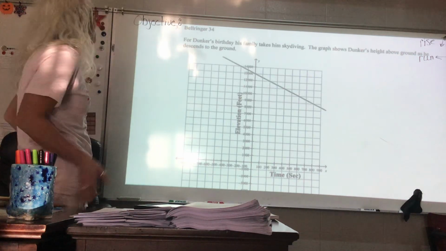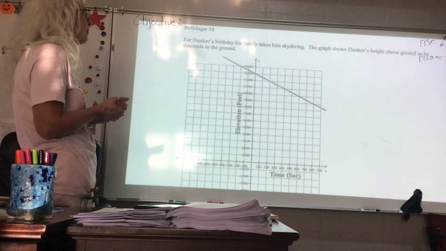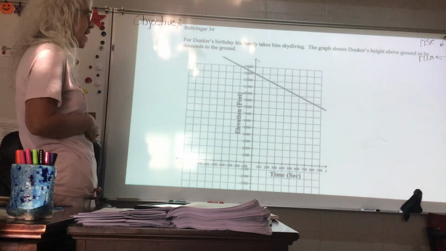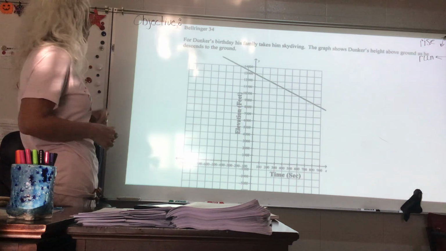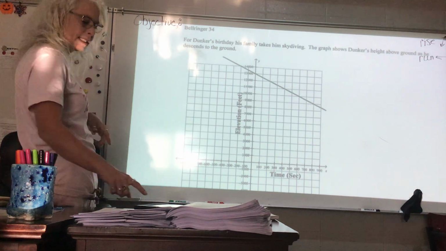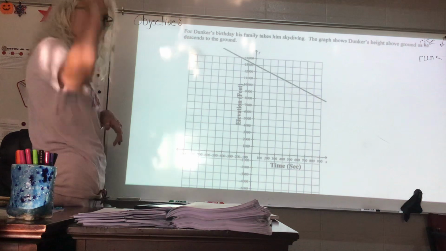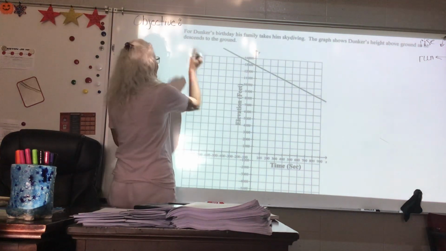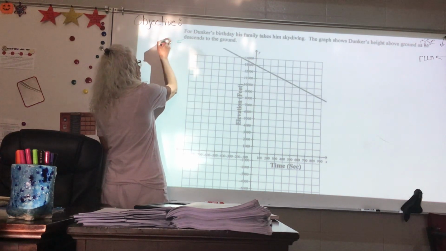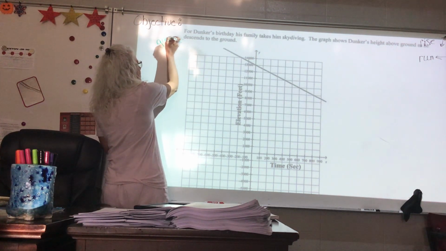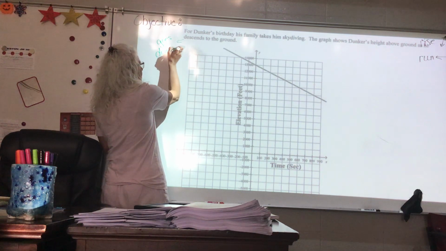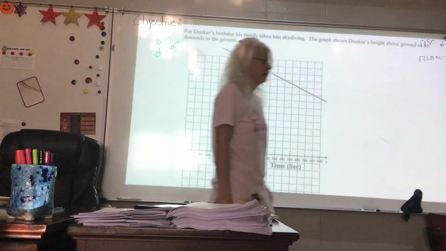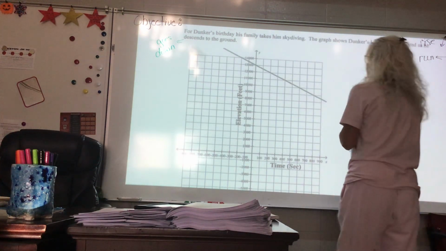Alright, so, for Dunker's birthday, his family takes him skydiving. The graph below shows Dunker's height above ground as he descends. What does descend mean? Decrease, goes down. So if you don't know that, right here by descends, put a little note, goes down. Descends just means it's decreasing. So if you don't know that vocabulary.